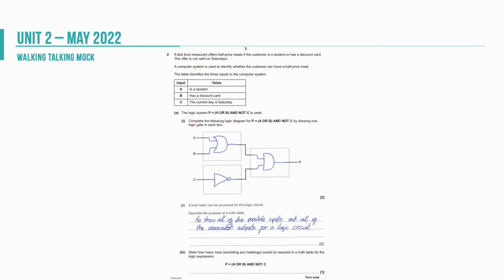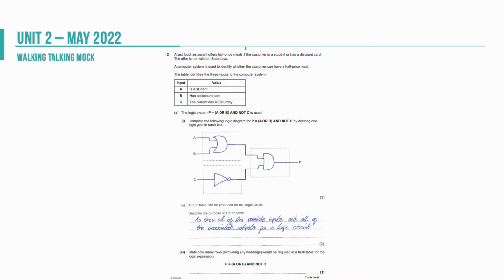We're going to get a mark for saying that we're going to show all of the possible inputs. That's 1 mark, but we need a second one, and you can't just say and all of the outputs. You've got to be along the lines of and all of the associated outputs for a logic circuit, e.g. every input and every set of outputs that might generate. You need to be quite clear there with how you're writing, or you'll be dropping a mark.